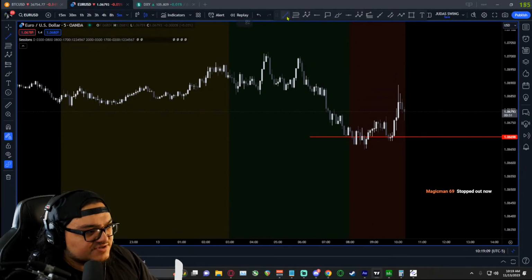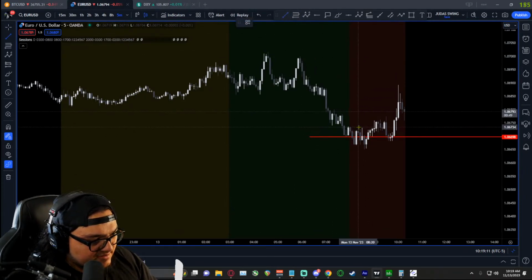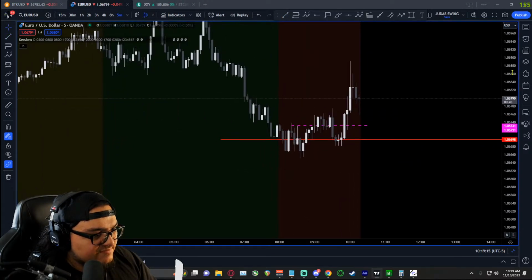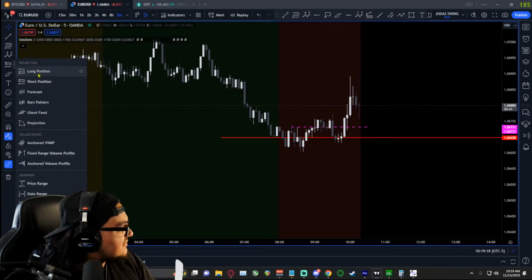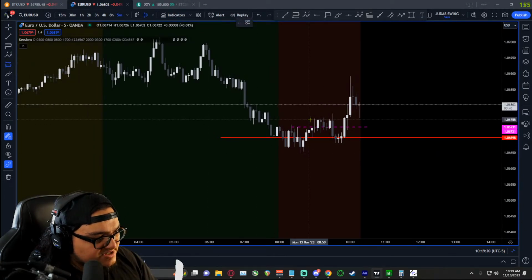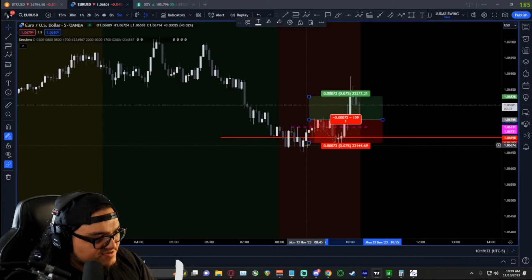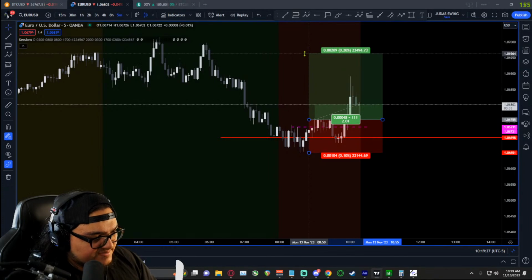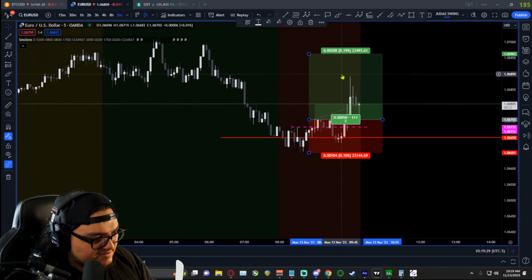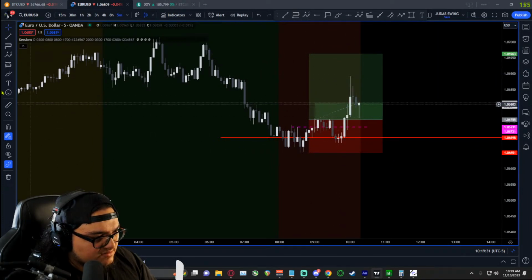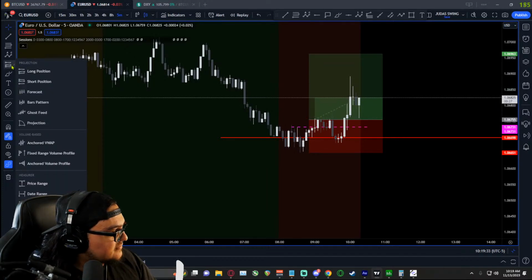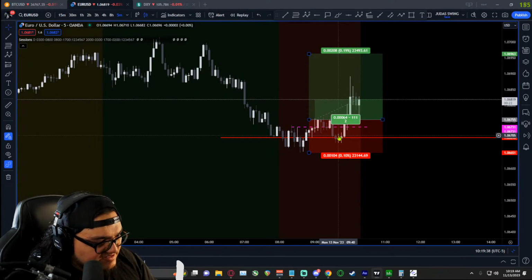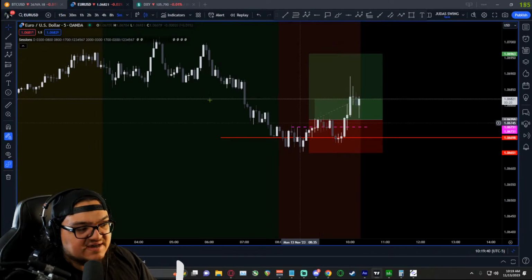So there's the break. I'll show you what the entry would have been. Here's your break of structure. You would have taken a long position off of this candle closing here. When I woke up, I didn't get the best entry. We were right around this candle here, 940, 945, so I just entered.